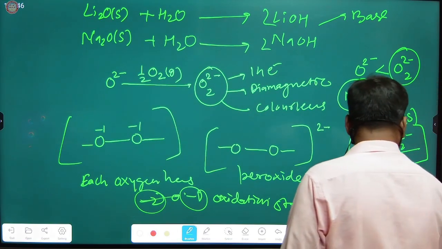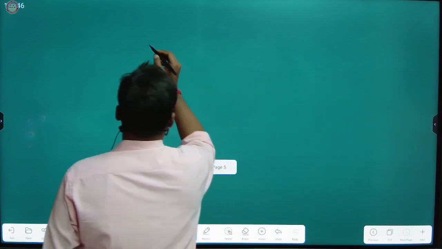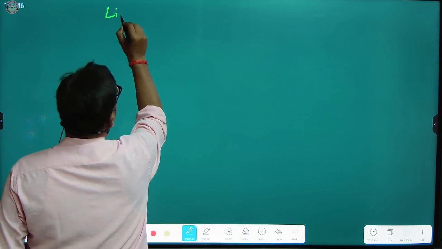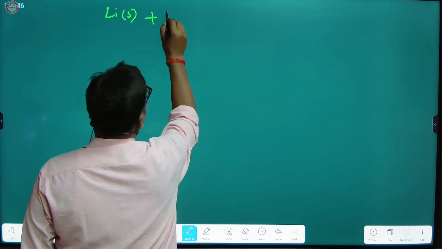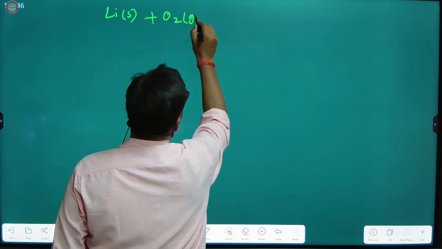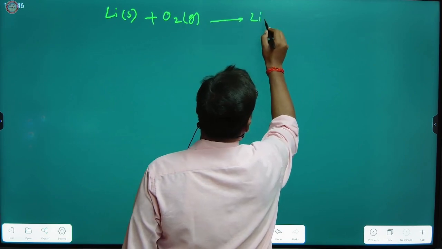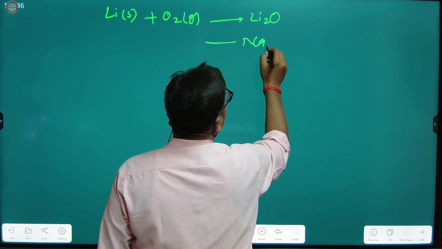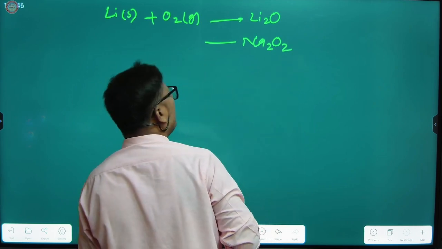Suppose lithium in the solid state reacts with O2 in the gaseous state in the presence of liquid ammonia, then it forms Li2O. But sodium forms Na2O2, right?